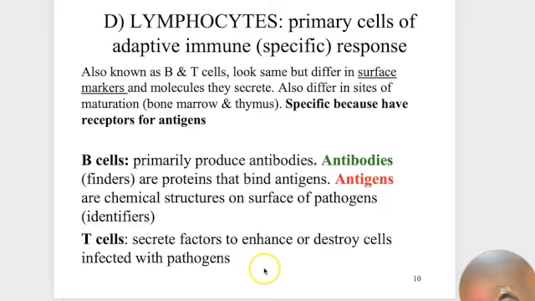So with this one, the cell is already infected, and it will secrete things to destroy the cell that has the pathogen in it. Okay?